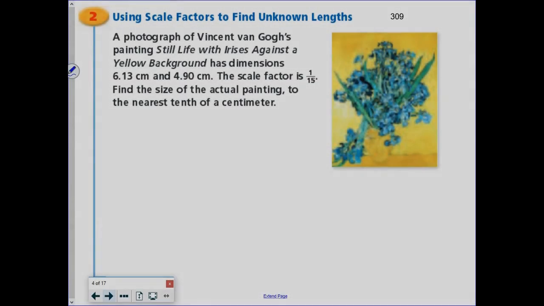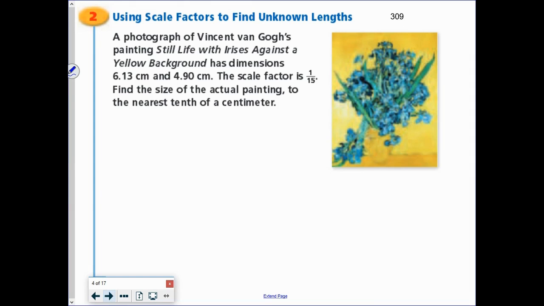Let's take a look at using scale factors to find unknown lengths. It says a photograph of Vincent van Gogh's painting, Still Life with Irises against a yellow background has dimensions of 6.13 centimeters and 4.90 centimeters. The scale factor is 1 to 15. Find the size of the actual painting to the nearest tenth of a centimeter.